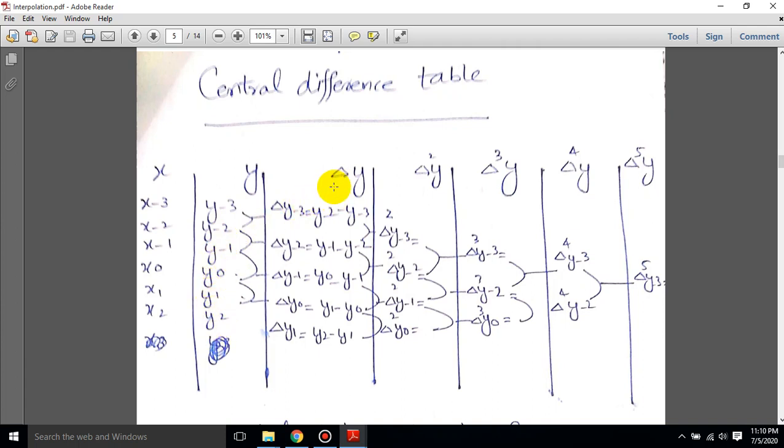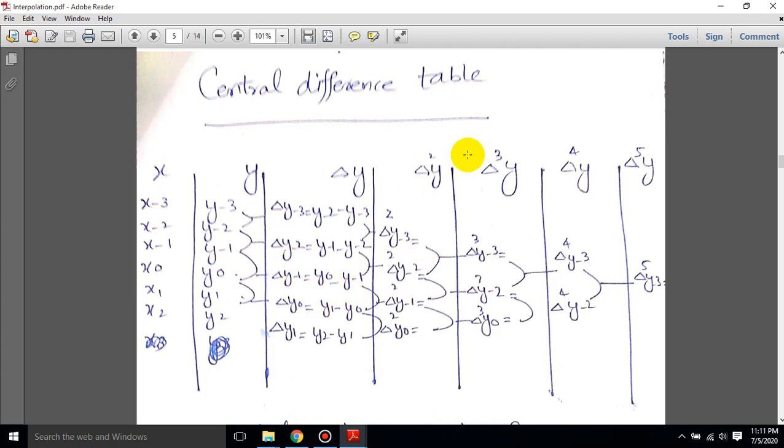Now see here how we are getting this del y. Using the definition of this operator, del y minus 3 will be equal to y minus 2 minus y minus 3. Now what will be the value of del y minus 2? That will be equal to y minus 1 minus y minus 2, and del y minus 1 will be equal to y0 minus y minus 1.